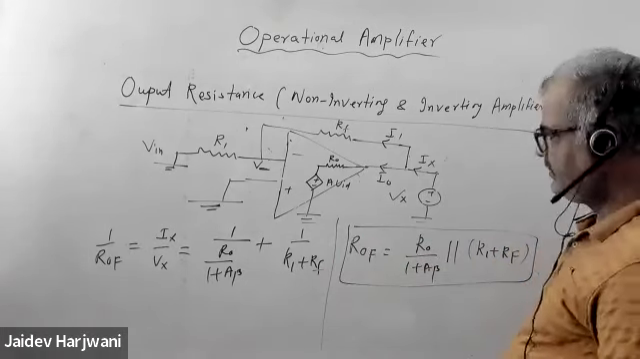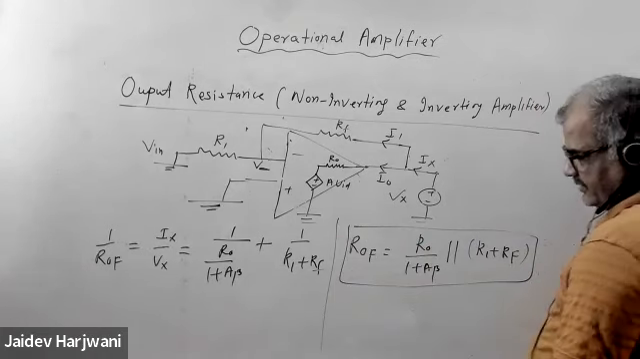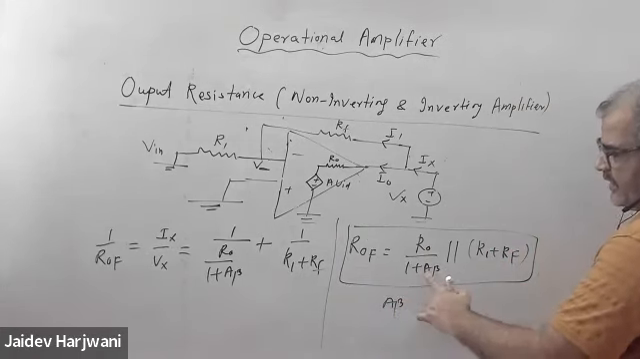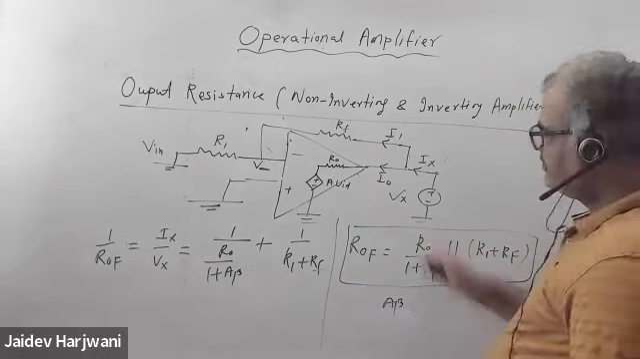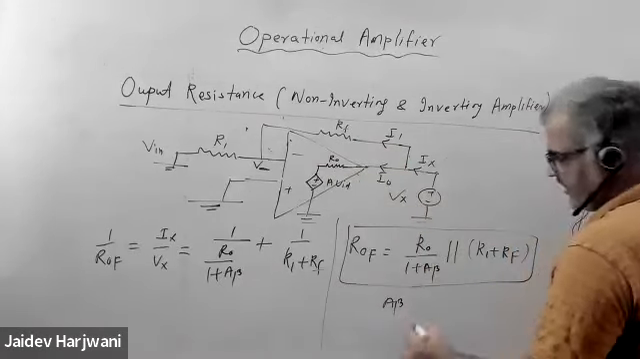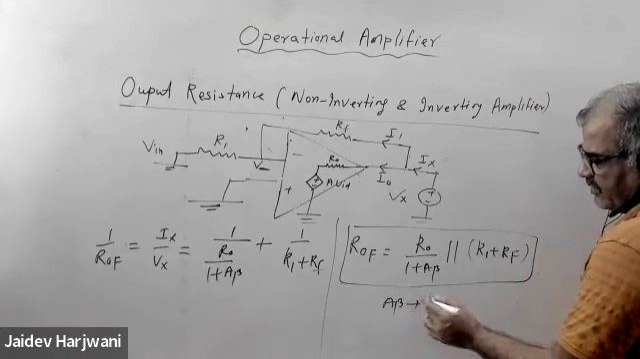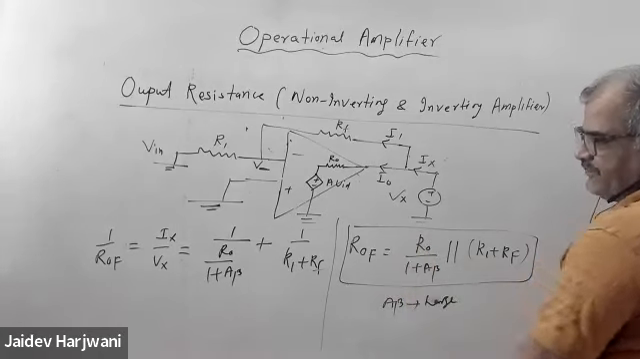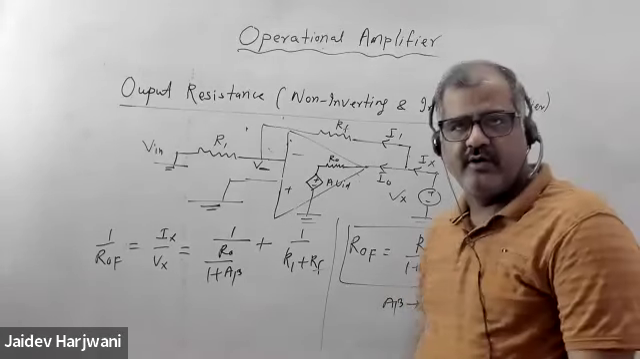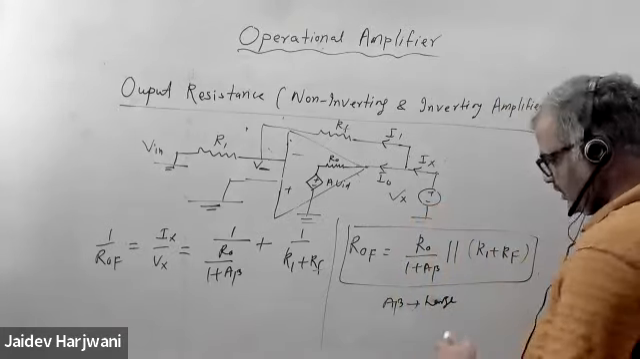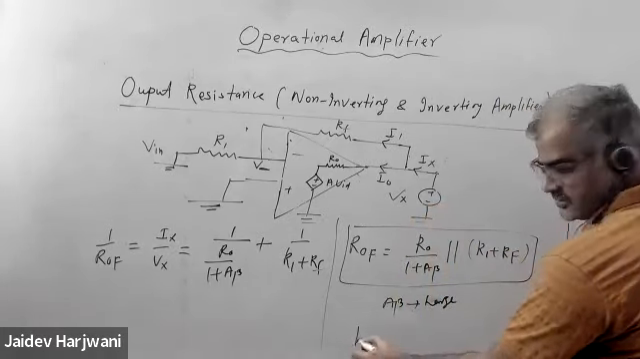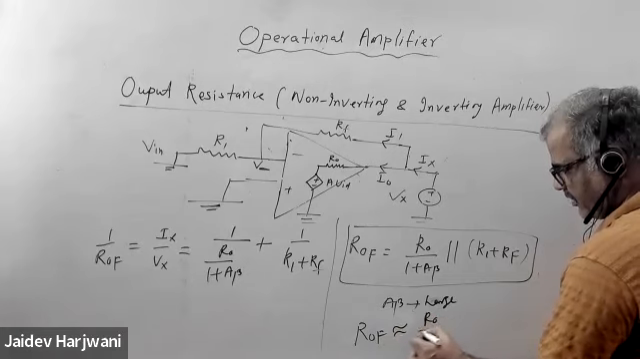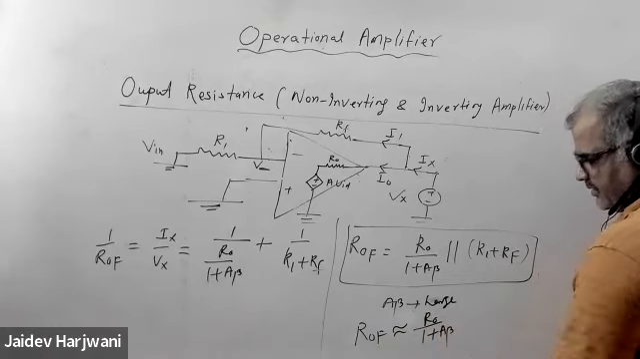This can be further simplified if I say that A beta is infinite, that is, the gain is infinite and the fraction you are supplying here is very small. If A beta, the loop gain, is large, then this resistance will be small, and in a parallel combination, the small resistance always dominates. So you can simply say that my ROF is almost equal to R naught upon 1 plus A beta.